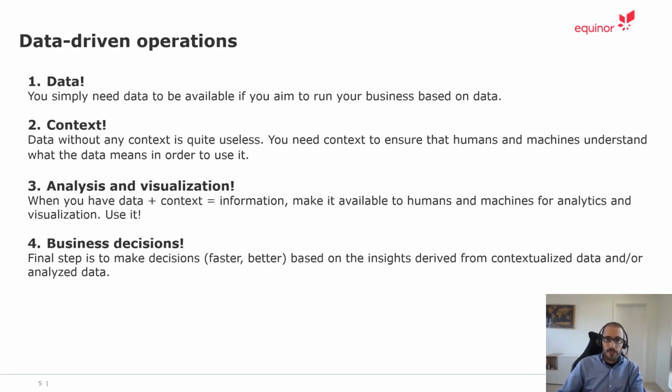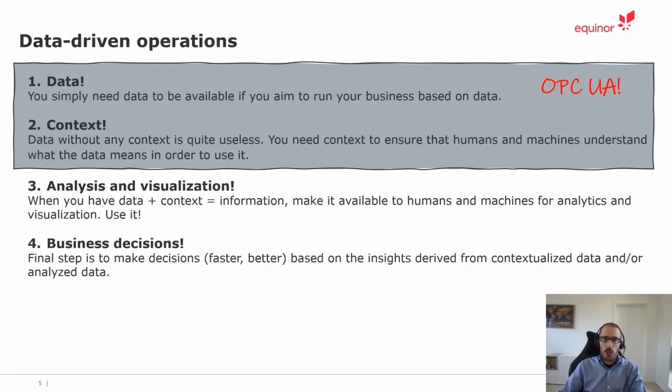Business decisions. The final step is to make decisions faster and better based on insights derived from contextualized data and/or analyzed data. So OPC UA is a connectivity framework for industrial automation data that is really supporting us and helping us to contextualize data available from our industrial automation and control systems.